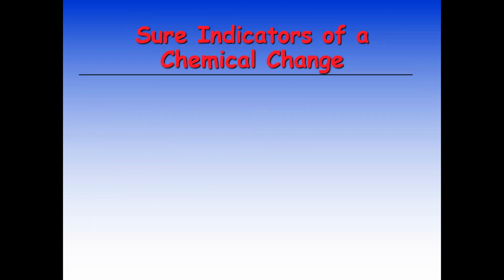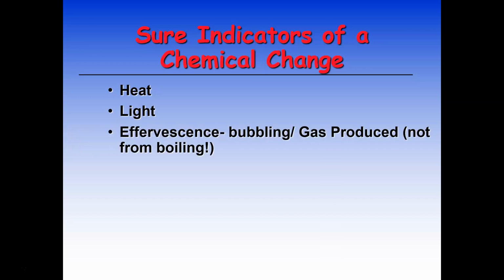So some sure indicators of a chemical change. Heat being produced. Something was a nice room temperature and all of a sudden it gets really hot. I do not mean because you put it over a fire. I mean all on its own it gets hot. Light is produced. Out of nowhere it starts to glow a bright color, for example.